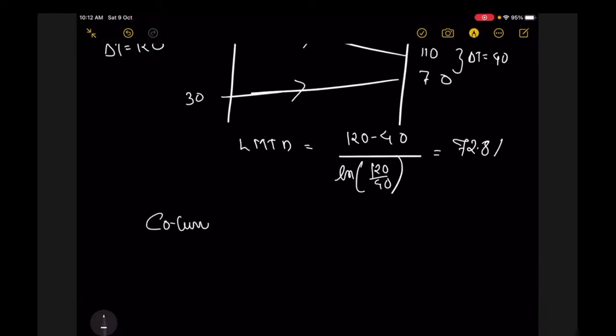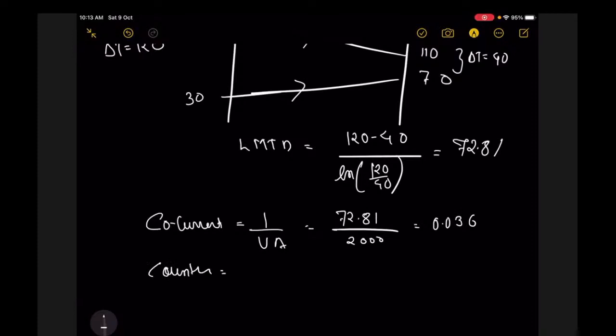Now co-current system, 1 by UA is equals to 72.81 upon 2000. It is given. It is equals to 0.036. Counter current, 1 by UA is equals to 80 upon 2000, is equals to 0.04. So check this. Are you getting this answer or not?